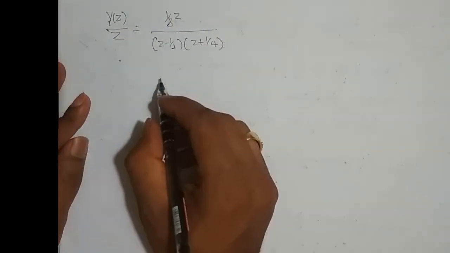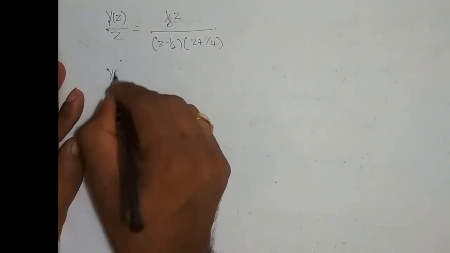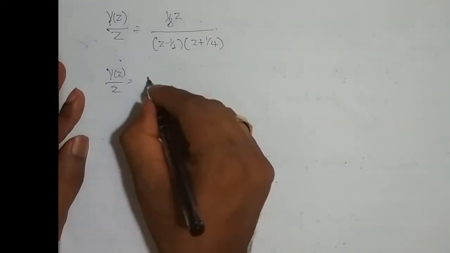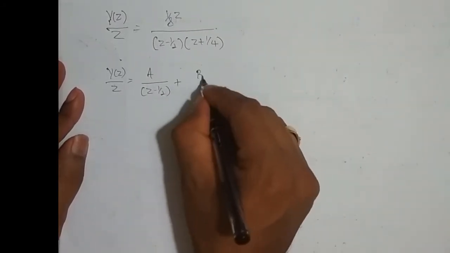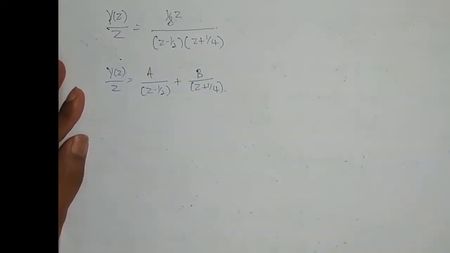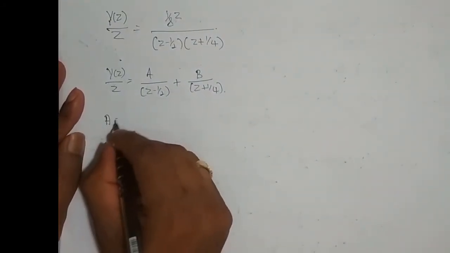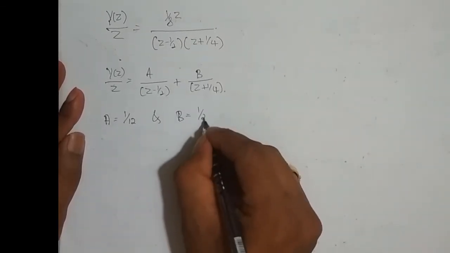You just check this. Again, as usual, partial fraction expansion. So I can write this as y of z by z is equal to a divided by z minus 1 by 2 plus b divided by z plus 1 by 4. If you solve for a and b, I'm not solving it, I get a as 1 by 12 and b as 1 by 24.